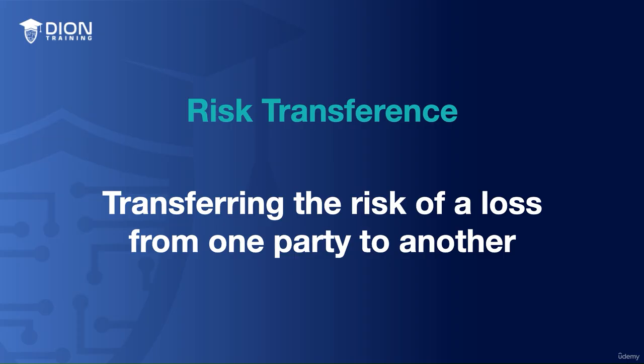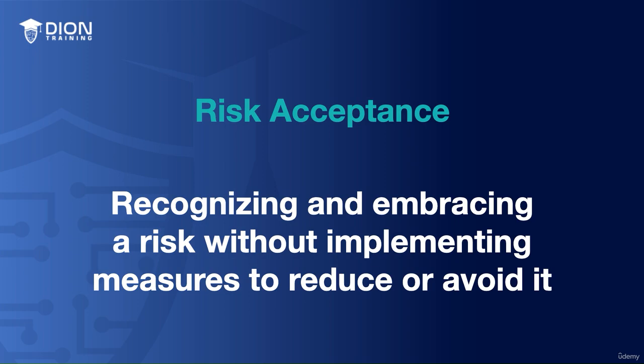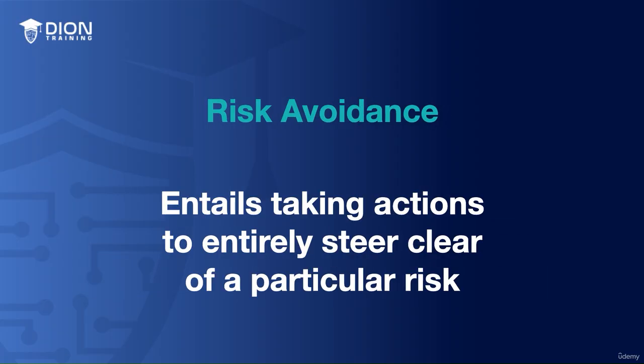So remember, risk transference is a strategy that involves shifting the risk of loss from one party to another, such as through insurance or contract indemnity clauses. Risk acceptance is a strategy where businesses or individuals acknowledge a risk and decide to accept it without taking any measures to mitigate it. Risk avoidance is a strategy that involves taking actions to completely avoid the risk.